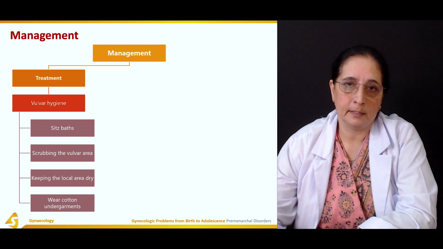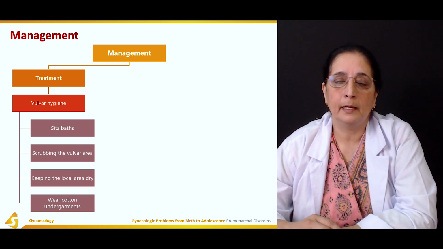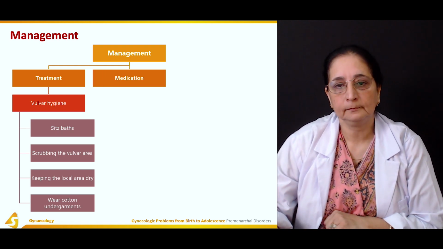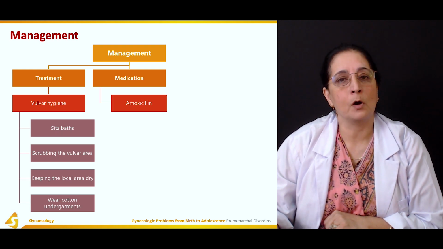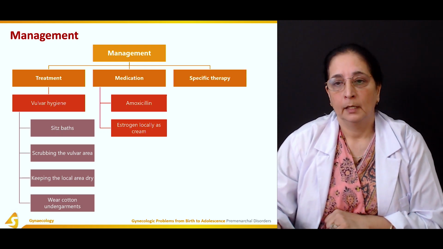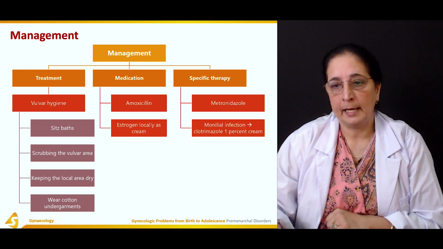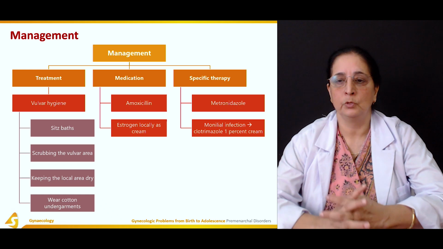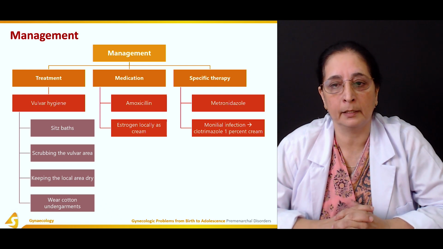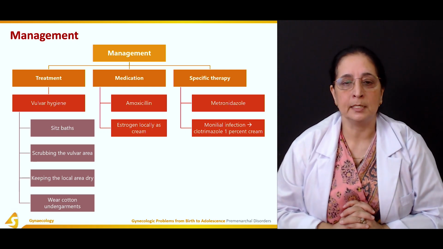Wear cotton undergarments. Usually patients have less allergies to cotton as compared to other materials, so it's better to use cotton underwear. Medications are usually amoxicillin. Estrogen locally as a cream is effective. Then specific therapy is metronidazole for the infections, and for monilial infection we can also use clotrimazole 1% cream. So all these are the managements we can use.